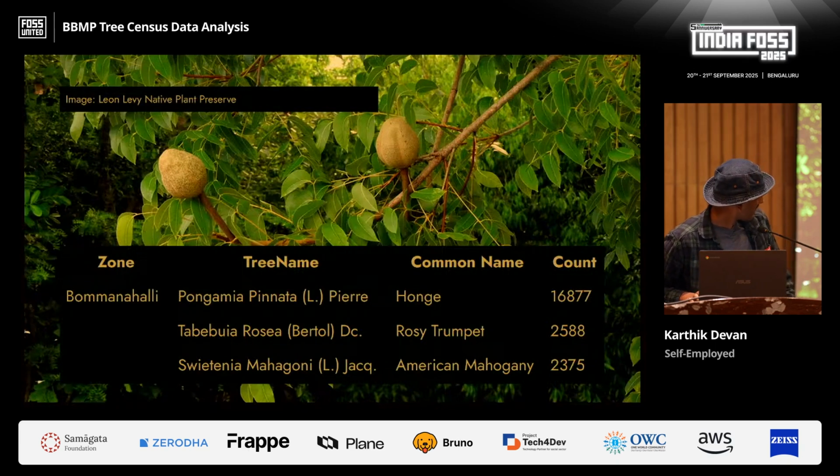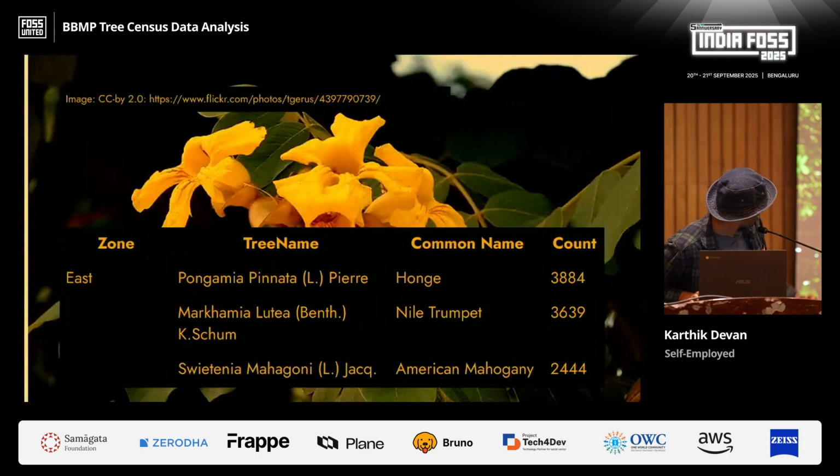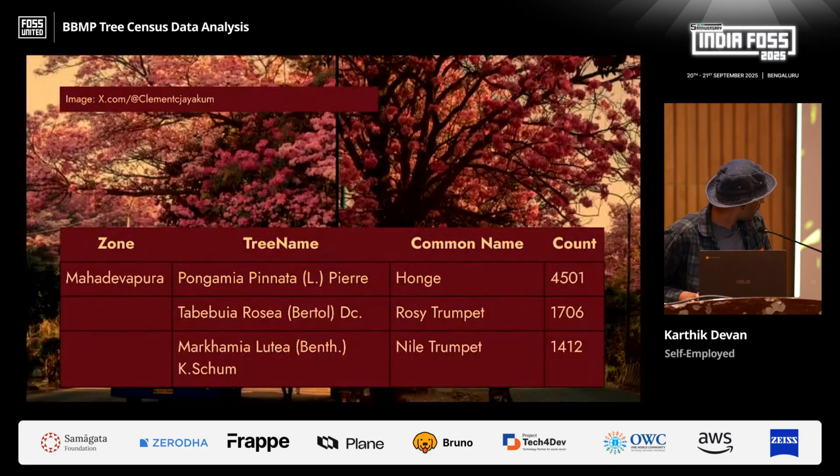Yeah. I think this one is the American mahogany in the background, and this is the Bomanali zone. You can see, and I've put the count also. And in the east zone, we have again honge, Nile trumpet, and American mahogany. The one in the background should be Nile trumpet.